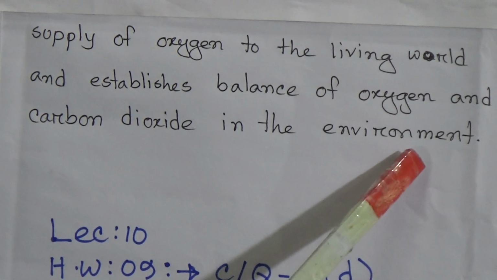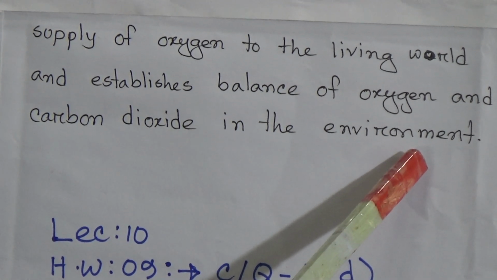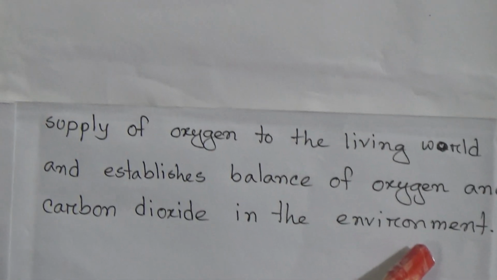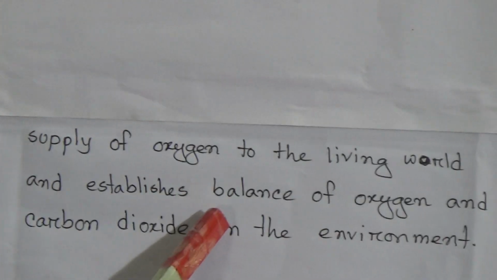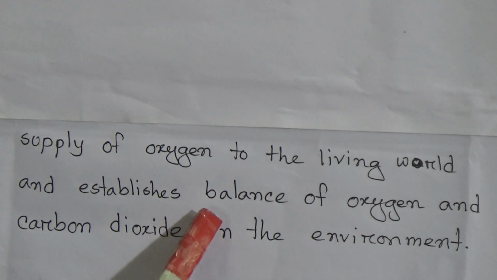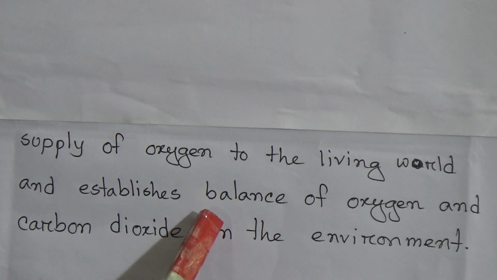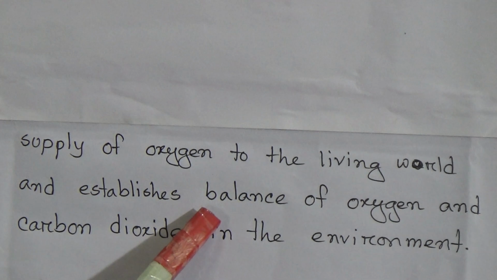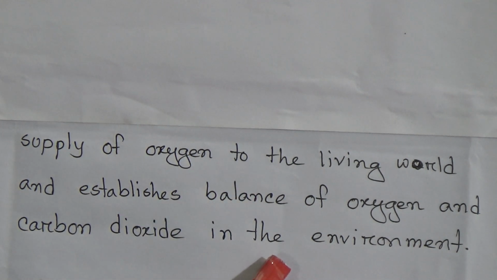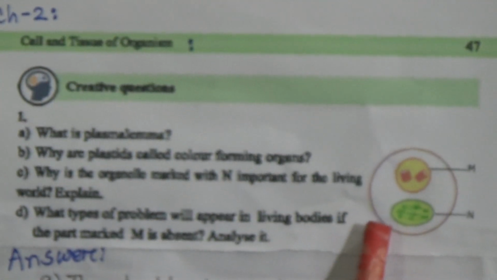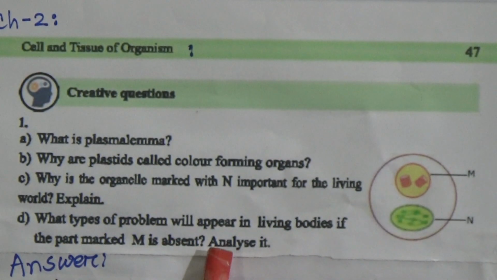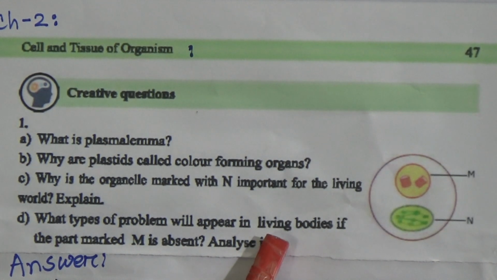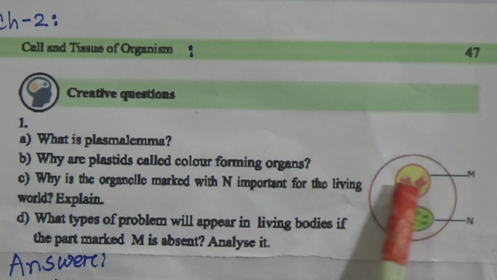You can easily find more information on the internet on this topic. Then you have to add more information on this topic in the question answer, because this is a question answer for 3 marks, and it is very easy to make because you also learned about it in your class 6 science book. Now come to the last question answer. What type of problem will appear in the living bodies if the part marked M is absent? Analyze it. This question answer will be your homework.